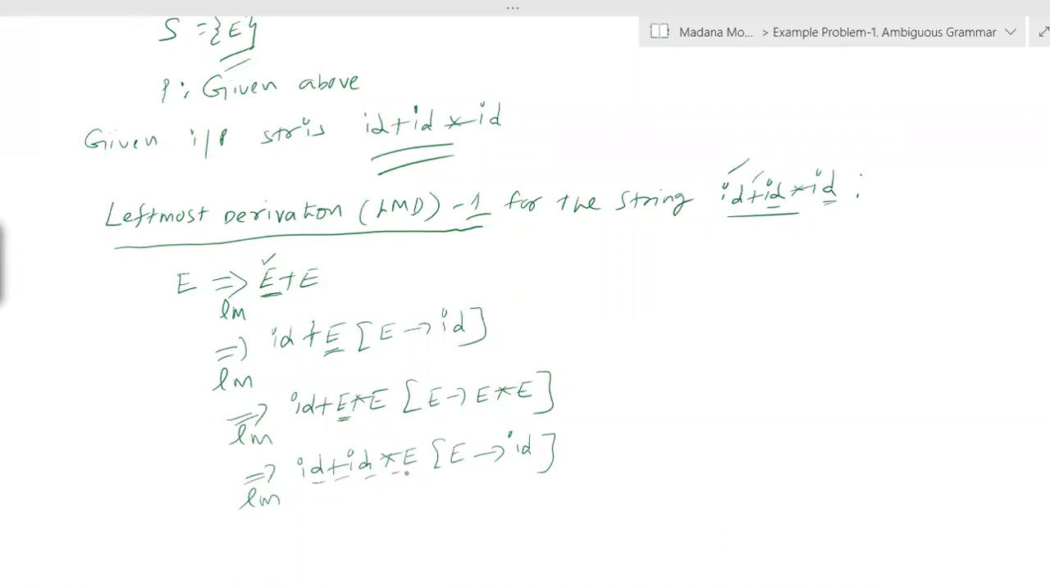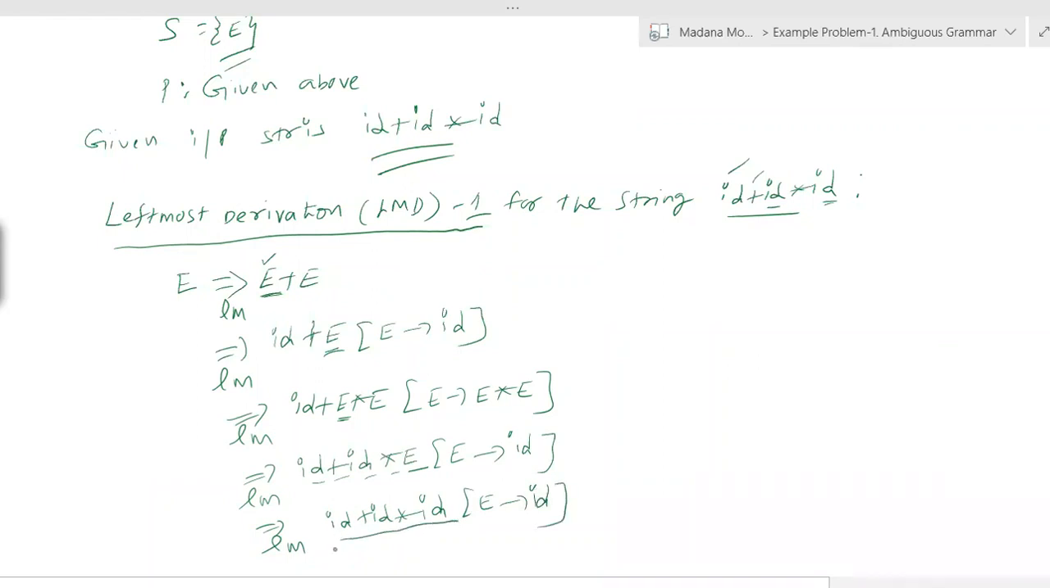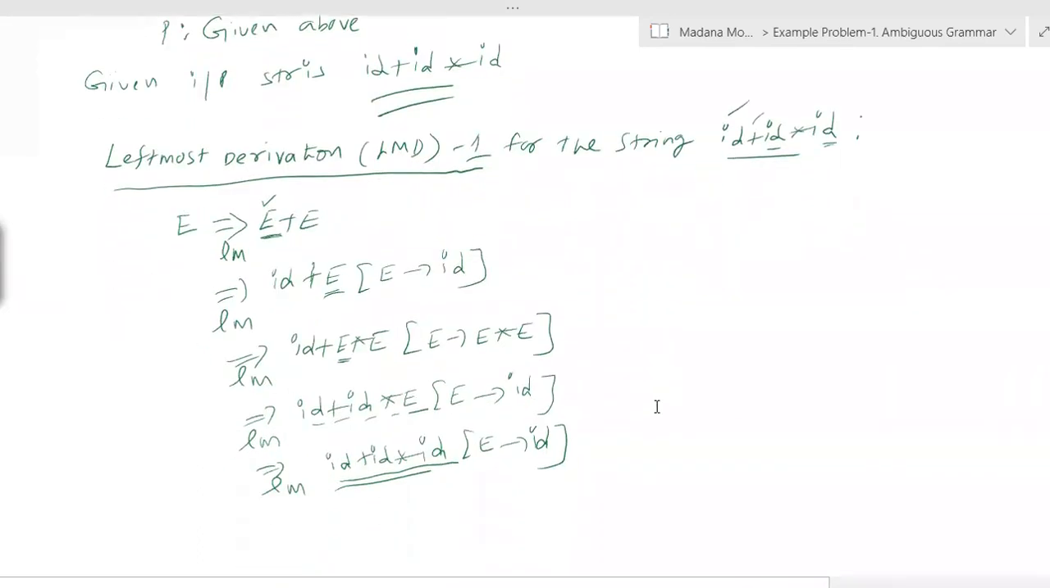So now we have only one variable. In place of E, again you can substitute E by id. Now this becomes id plus id into id. What is the substitution we used here? E derives id. Now we can see this is our required string. So this is one derivation, leftmost derivation 1.